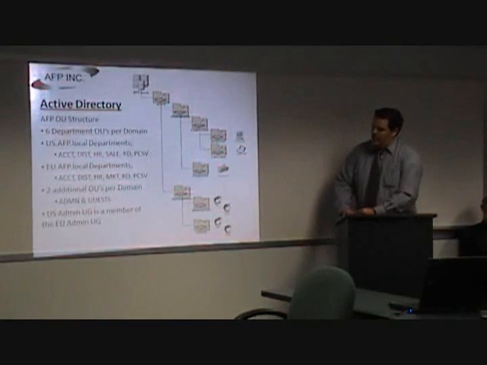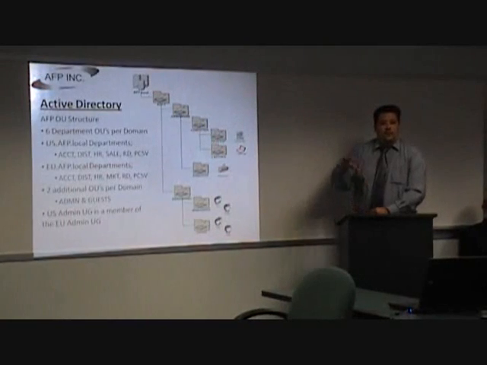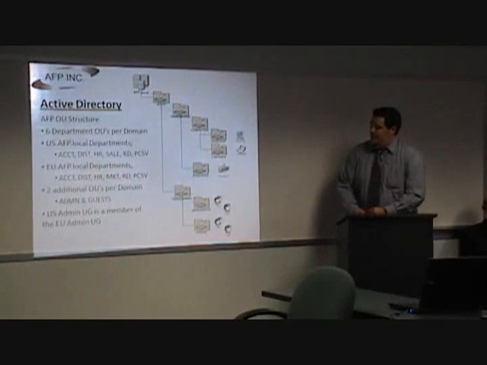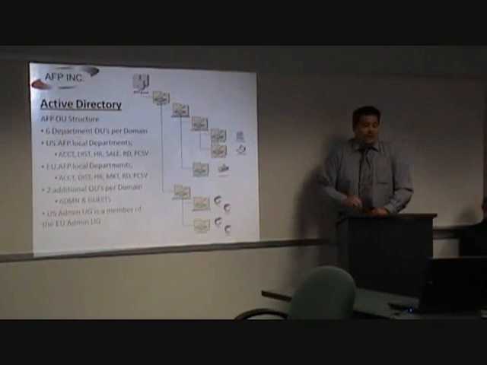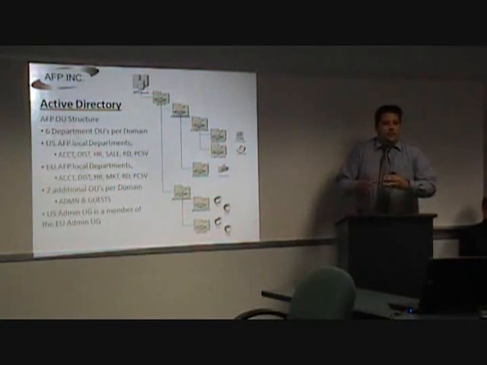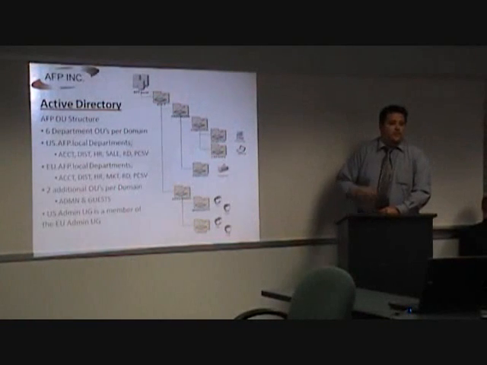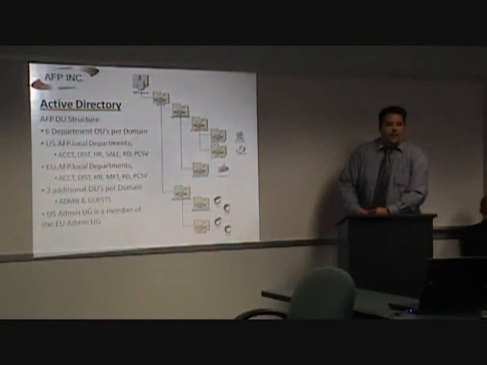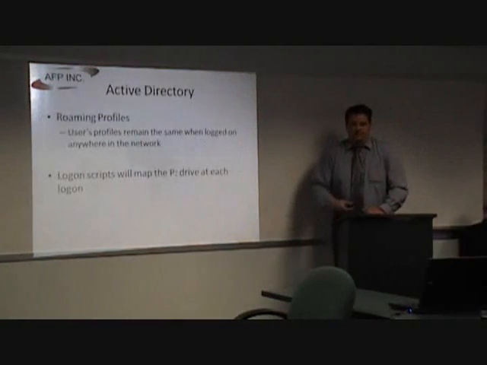Two additional OUs were added per domain, admin and guest. Admin, so that they have the ability to basically roam wherever they need to go and do what they want to do. The guest, because we were asked to have users from each child be able to come to the parent and work, we put them all there to make them centrally located so that we could put our permissions and policies together easier. US also was created in a U group so that they would be able to transfer to the EU and operate as if they were here.